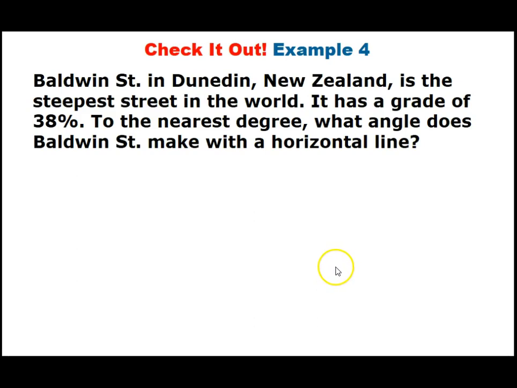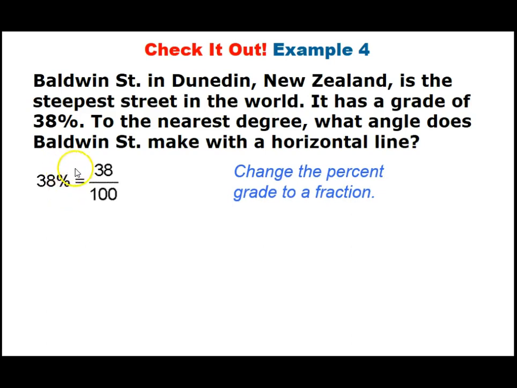So our check it out example is similar, a little bit different. It says Baldwin Street in Dunedin, New Zealand is the steepest street in the world. It has a grade of 38%. So again, we're going to find the angle to the nearest degree. So we're going to change this percent to a decimal.